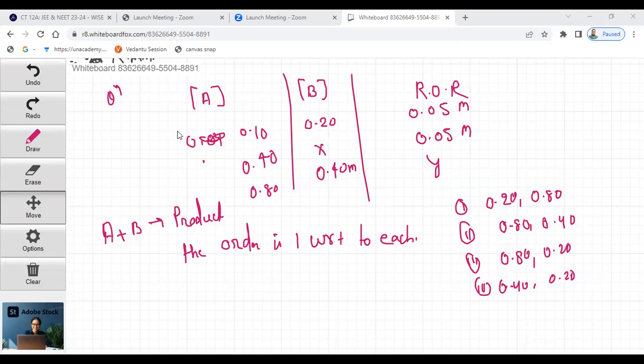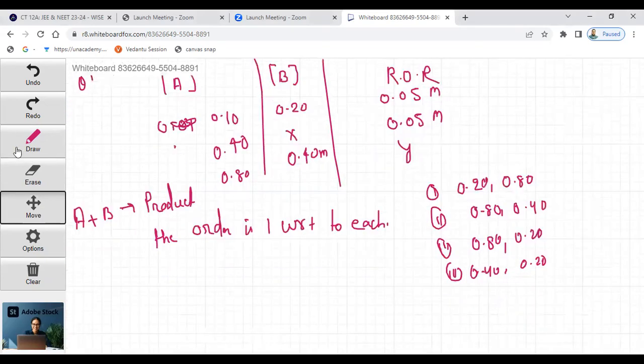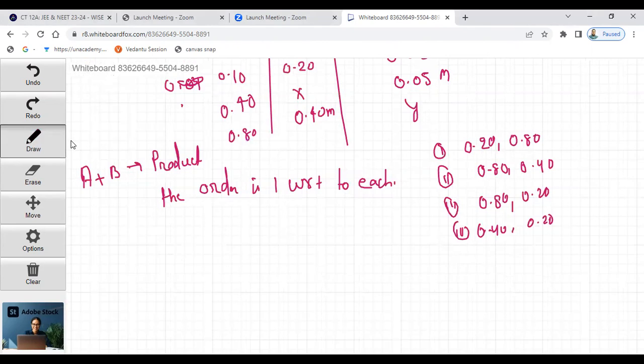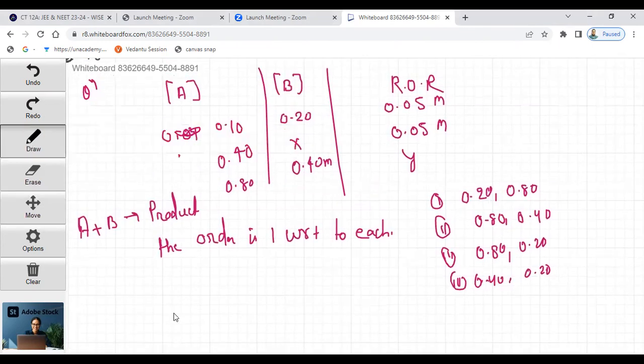And if you see the question, it is already given that both are of the first order chemical reaction. This is the last question, and please try to solve by yourselves after solving this question. We can write the rate value as K into A into B. In the question, it is already mentioned that the order with respect to A is 1 and B is 1.